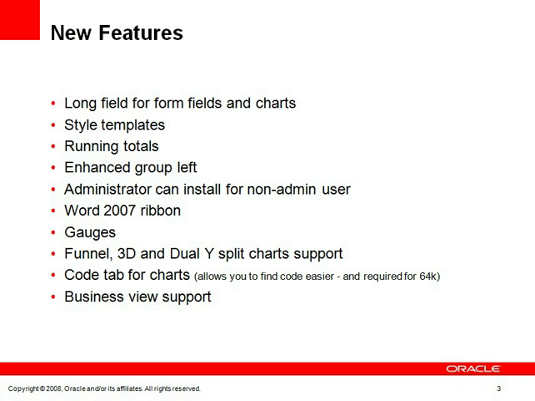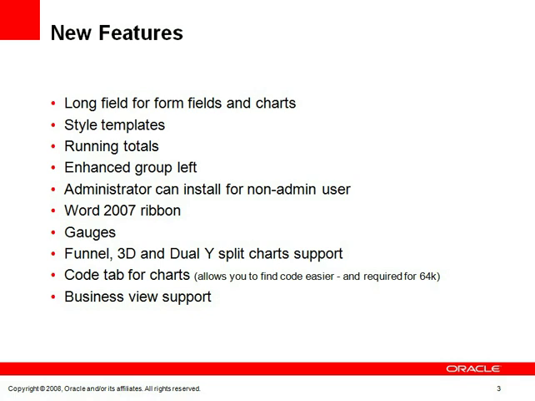Administrator can install for a non-admin user. Pretty self-explanatory. In 10G, you had to be an admin to install. You had to be an admin to run. In 11G, you have to be an admin to install, but you do not have to be an admin to actually use the product. Just a step forward. Word 2007 ribbon. Those of you using Word 2007, you get a nice shiny new BI Publisher tab on your ribbon. And then the next two cover some new chart types.